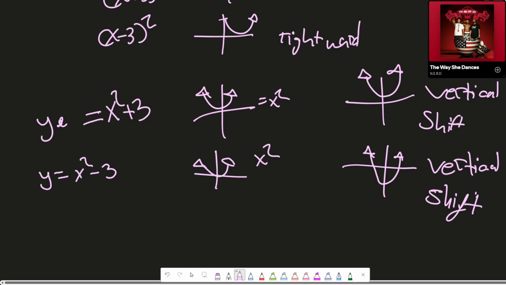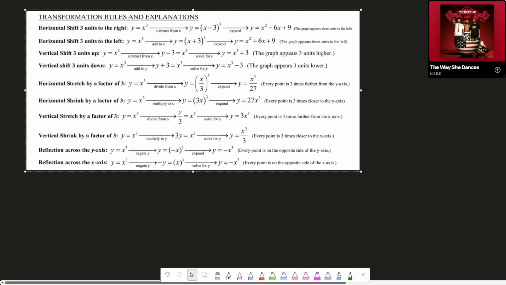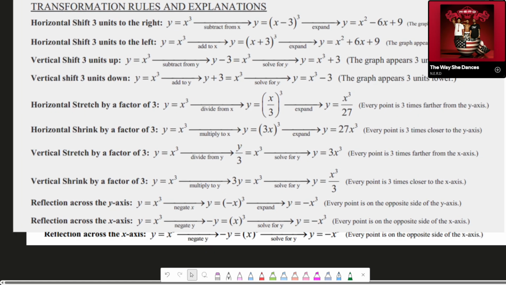These can be a handful to know. And then if it helps, I will add a transformation rule and explanation. However, I would not recommend simply just memorizing this and understanding it.